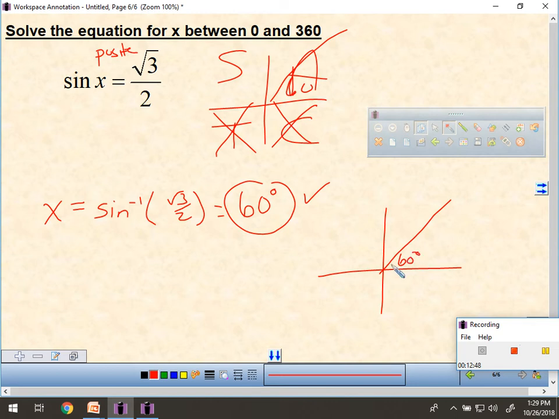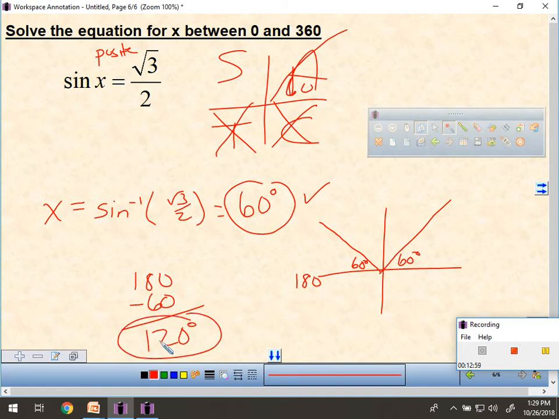Well, whatever your reference angle is, draw it over there in the other quadrant, and then just subtract from 180. So 180 minus 60 gives me my second answer of 120 degrees. So those will be my two answers for that problem, 60 degrees and 120 degrees. And that's it. That's all that you've got to do for it.